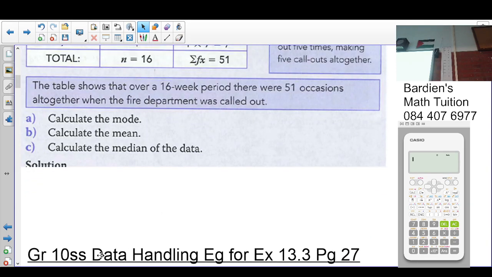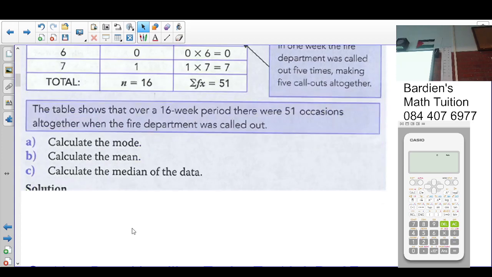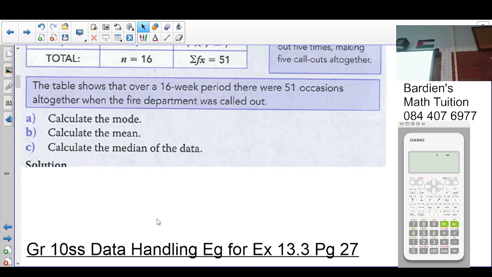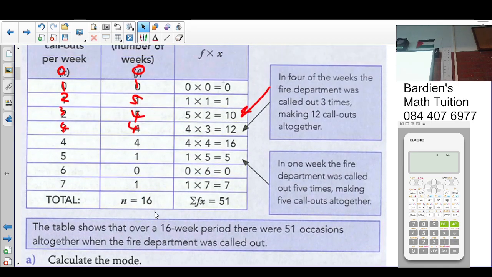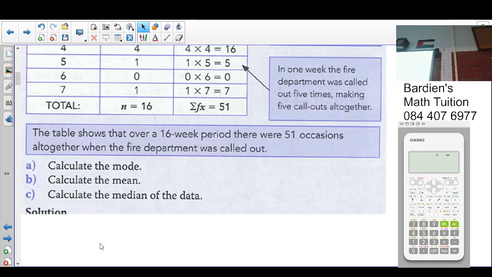So in A, the question says calculate the mode. People, what's the mode? The number that occurs the most. So which number occurs the most here? Okay, so 0 occurs 0 times, 1 occurs once, 2 occurs 5 times, 3 occurs 4 times, 4 occurs... So which number is occurring the most? 2. So therefore the mode is 2. Okay. You guys understand? Yes, sir.